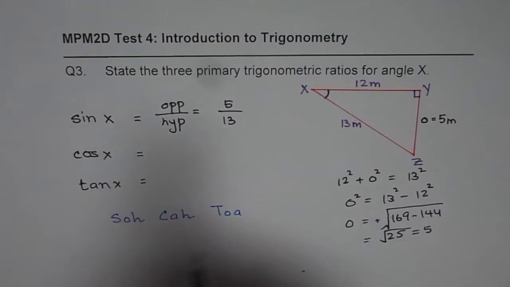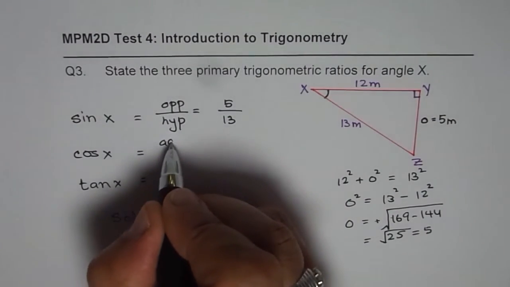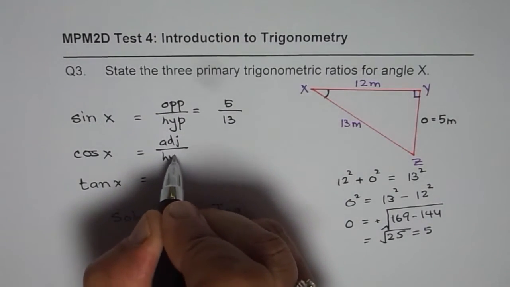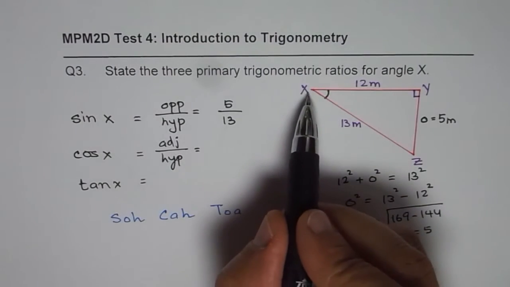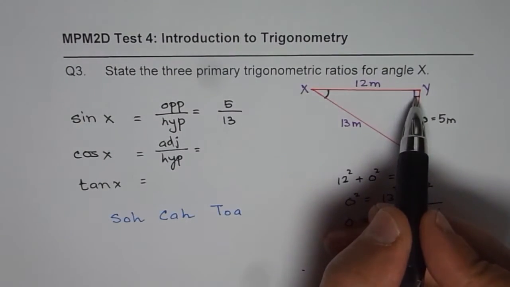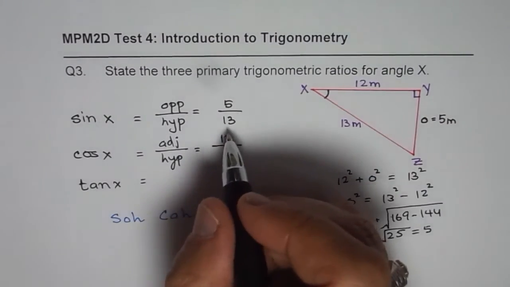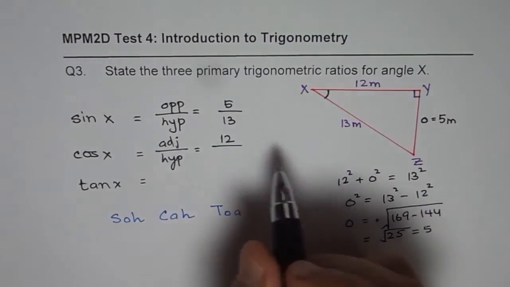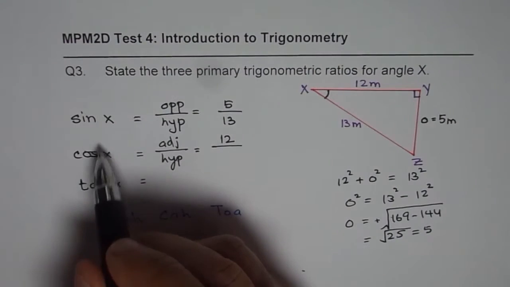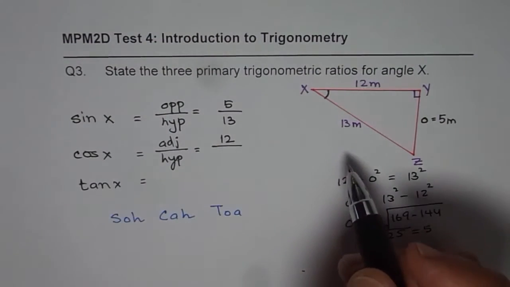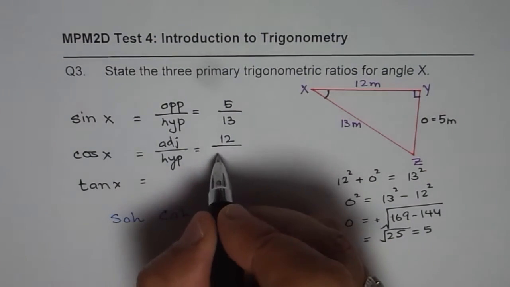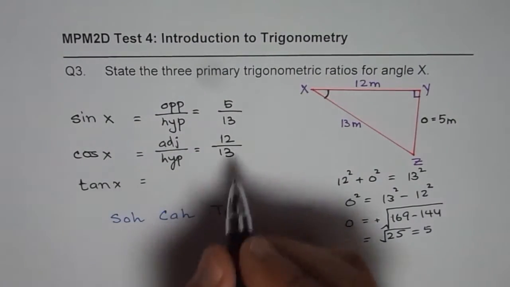Similarly, cos x is adjacent side over hypotenuse. Adjacent will be between the angle and 90 degrees. So adjacent is 12 meters here. Well, the meters and meters will cancel, and therefore I'm not writing units here. You should remember these are ratios. So ratios do not have units. So 12 over 13 is cos x.